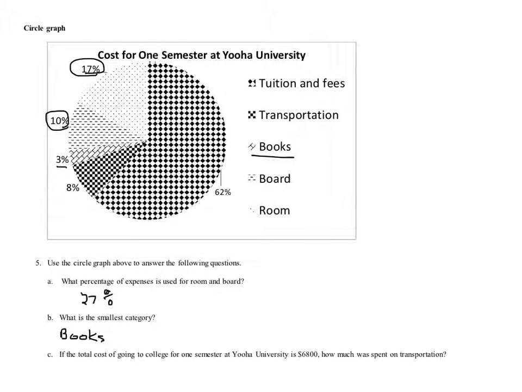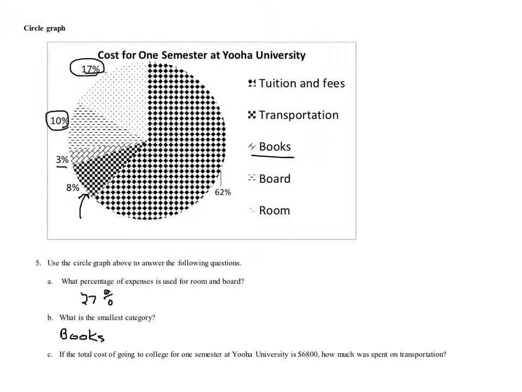And C is the last one. If the total cost of going to college for one semester at U-High University is $6,800, how much was spent on transportation? So transportation is the flat checkerboard right here. It's a little hard to see. Tuition and fees is the most. Transportation would be the 8%.